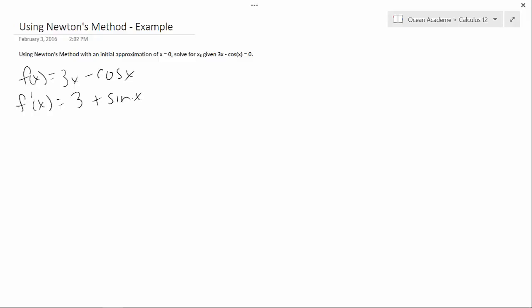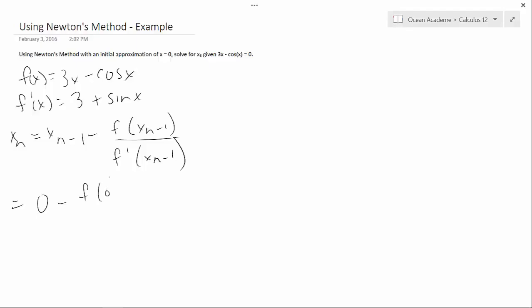Now, Newton's method states that x_n equals x_(n-1) minus our function at x_(n-1) divided by our derivative at x_(n-1). Now what that means is we take our initial value, so we're starting at 0, so that's going to be 0 minus, and we've got our function of 0 and our derivative at 0.